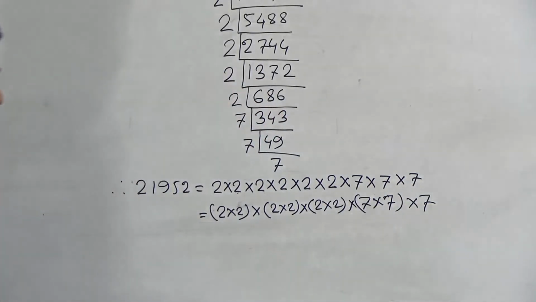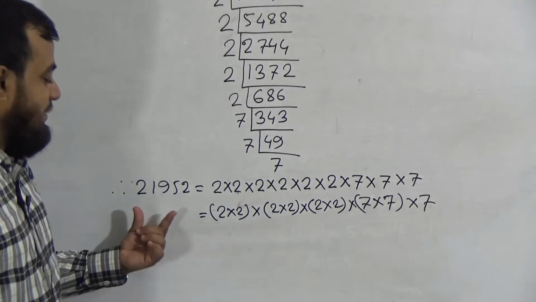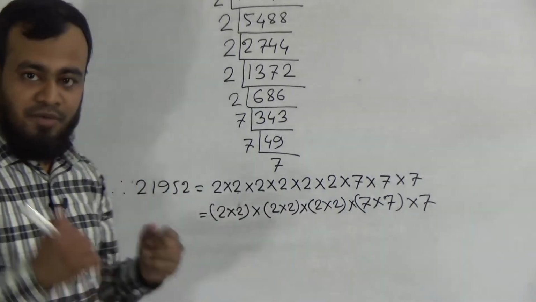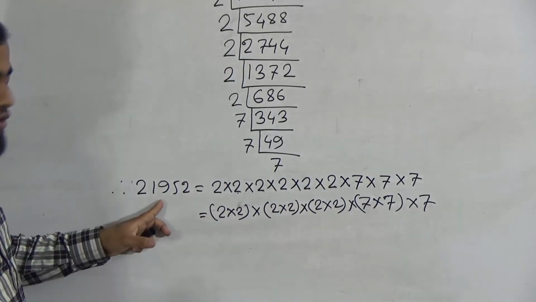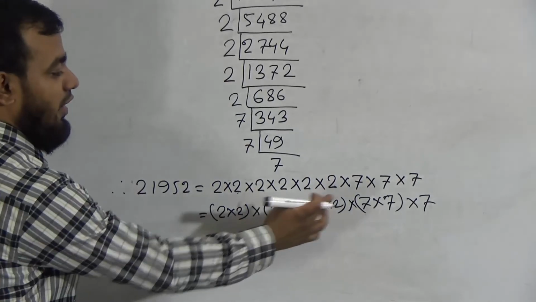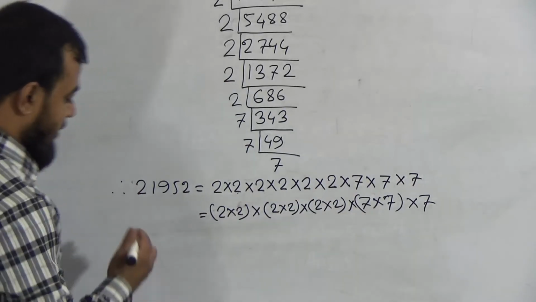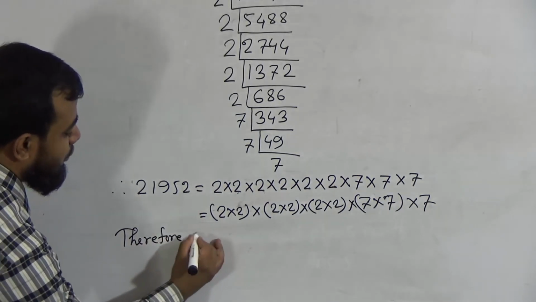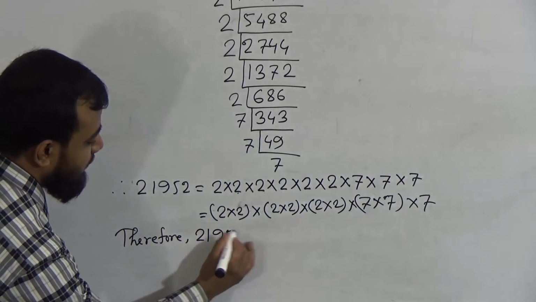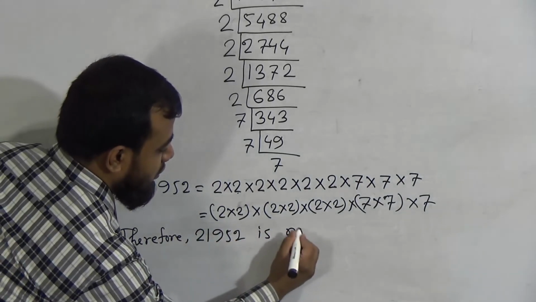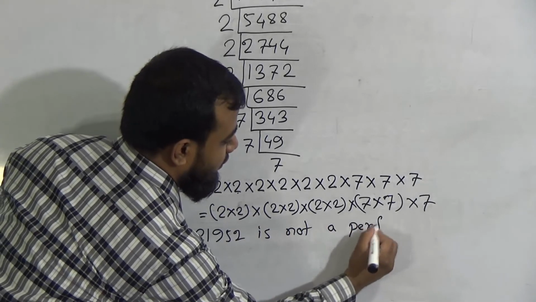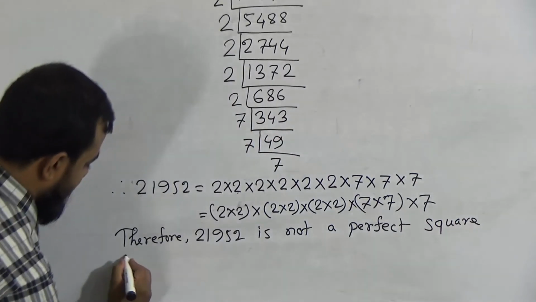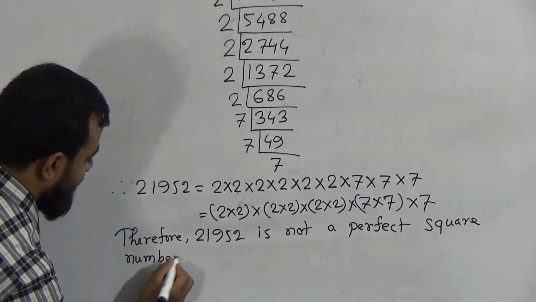This 7 is alone. That means we must divide 21,952 by 7 to get a perfect square number. That means this is not a perfect square number, okay? Because all the prime numbers do not have a pair. Therefore we can write down, therefore 21,952 is not a perfect square number, okay? It's not a perfect square number.